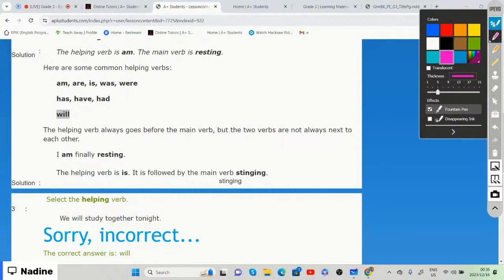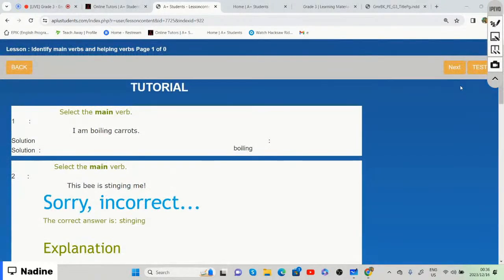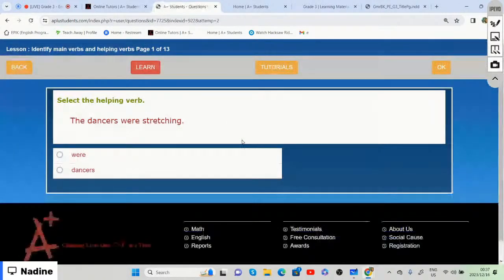Right? So now we're going on to our test, where we are going to identify main verbs and helping verbs, right? All right, so now they're saying select the helping verb. We need to select the helping verb within the sentence.